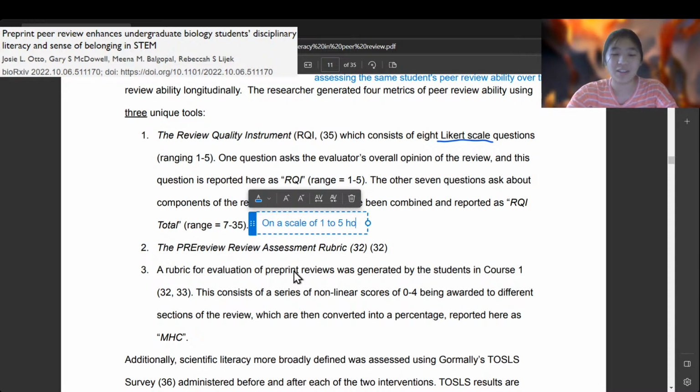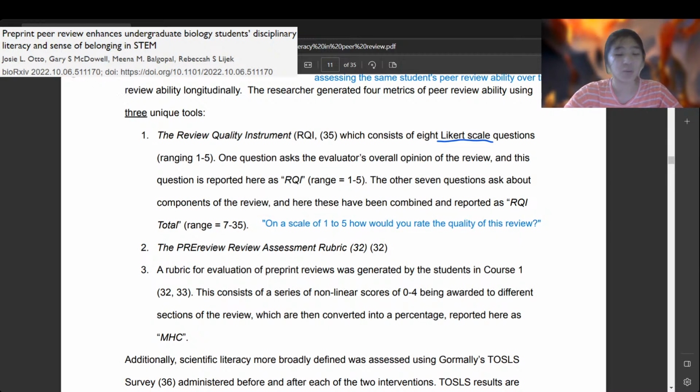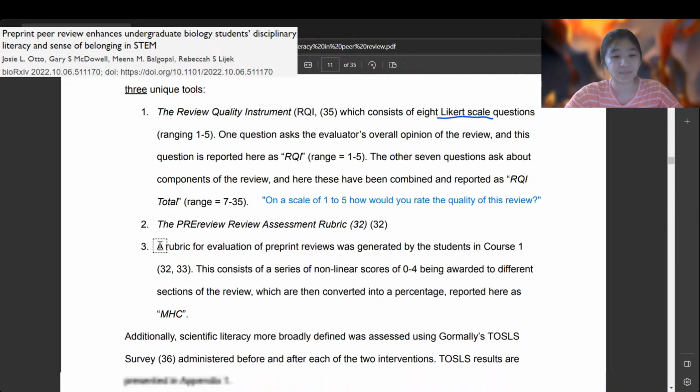they are basically just on a scale of 1 to 5, how would you rate the quality of this review? That's what I'm guessing the question was basically. So these evaluators were just answering this question. And then after they did this, asked 7 other questions, they would total it all up and you would get a score from 7 to 35.